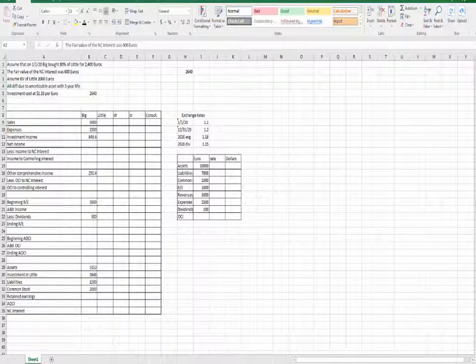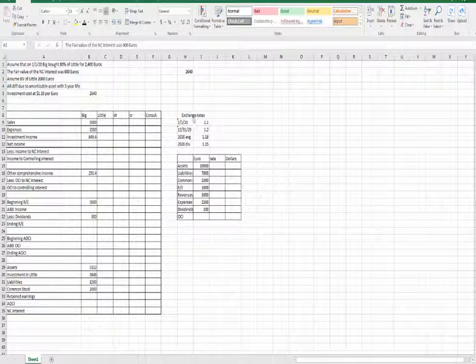Okay, let's go ahead and go through an example of a translation and consolidation when there's a differential. In this example, assume that on January 1st, 2020, Big bought 80% of Little for 2,400 euros. The fair value of the non-controlling interest on that date was 600 euros. Assume that the book value of Little was 2,000 euros. Any and all differential is due to an amortizable asset with a 5-year life.